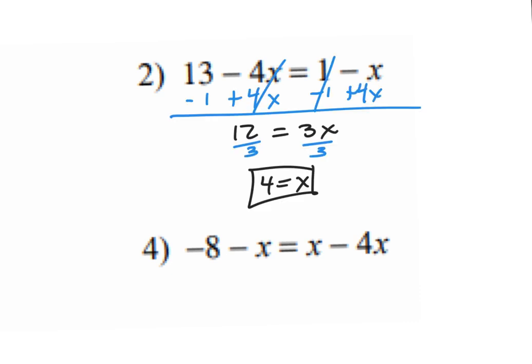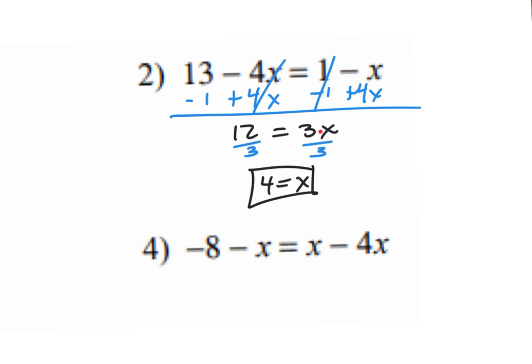Okay, I decided to move the x's over here because, see, this is closer to being positive than this one, so it's bigger technically. So I added 4x to both sides, got positive 3x. I subtracted 1 from both sides, got positive 12. And now I have 12 equals 3x.